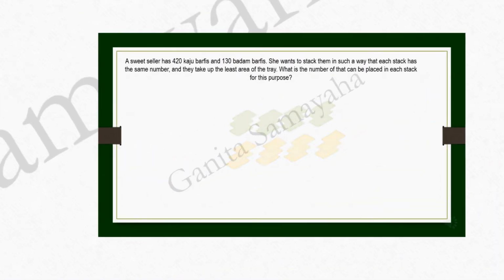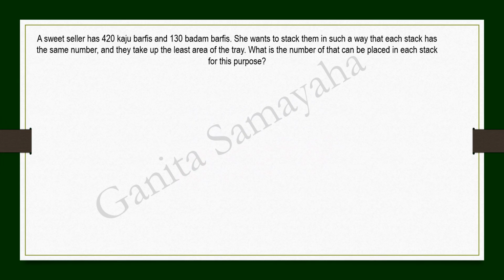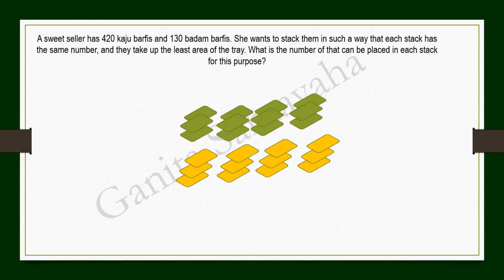Now, we have got some problems here, children. A sweet seller has 420 kaju barfis and 130 badam barfis. Okay. She wants to stack them in such a way that each stack has the same number and they take up the least area of the tray. What is the number that can be placed in each stack for this purpose? In the sense, she has got all these kaju barfi and badam barfi. She wants to stack them one above the other as it is shown here.